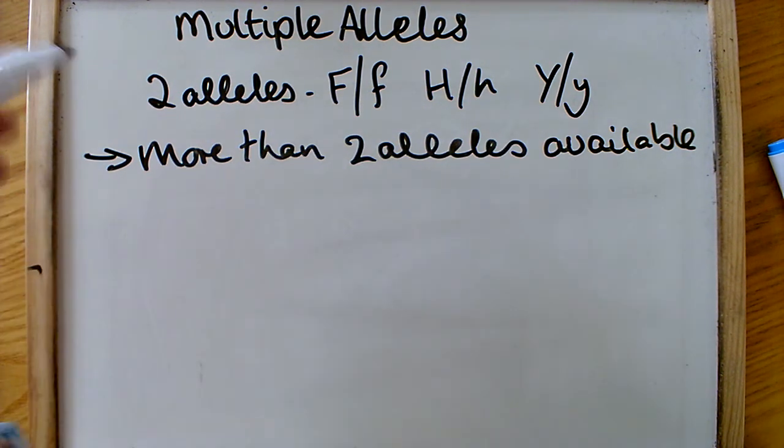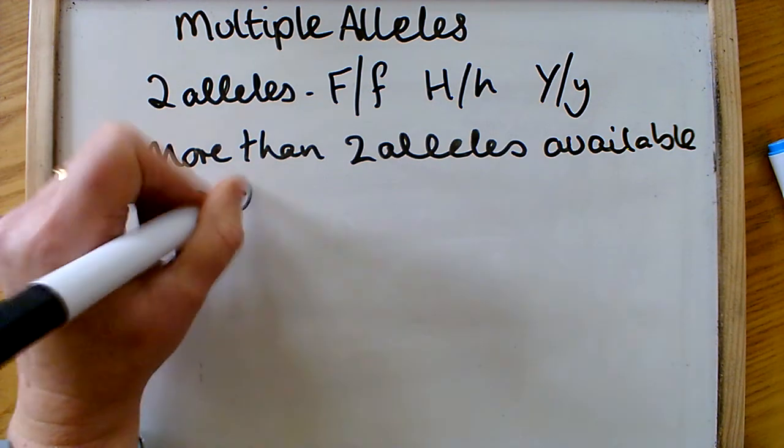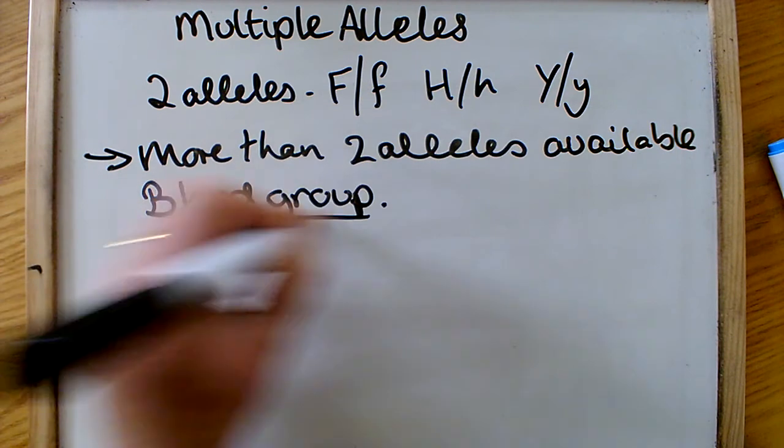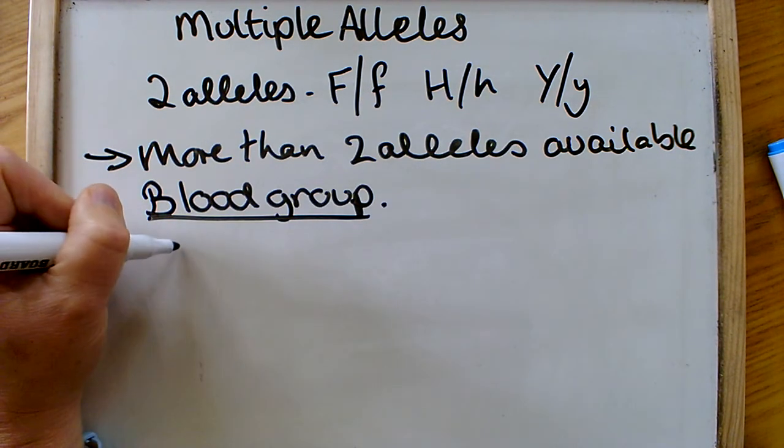Remembering that different alleles arise as a result of mutation. So all that we're saying here is that more mutations have taken place. And the best example is blood group, okay? And blood groups have got a whole bunch of different alleles going on.